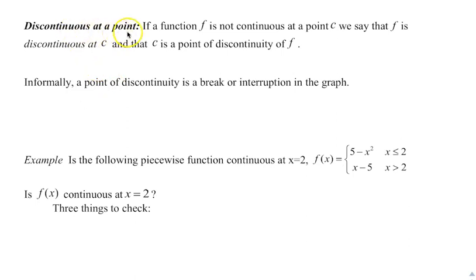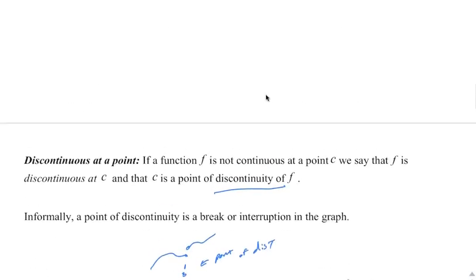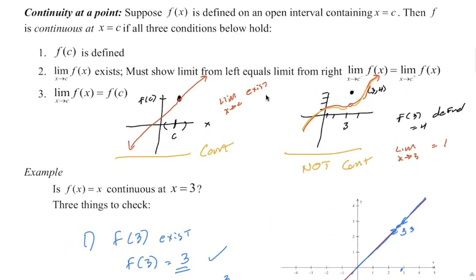Discontinuous at a point. If the function f is not continuous at a point c, we say that f is discontinuous at c, and that c is a point discontinuity of f. Point discontinuity is a very big deal. Informally, a point discontinuity is a break or interruption in the graph. So like we talked about before, if you have a graph that looks, let's say, like this, whatever point that is, let's say that's 3, that's a point discontinuity. From our earlier example, here, again 3 is a point of discontinuity. So that's where our graph was not continuous.